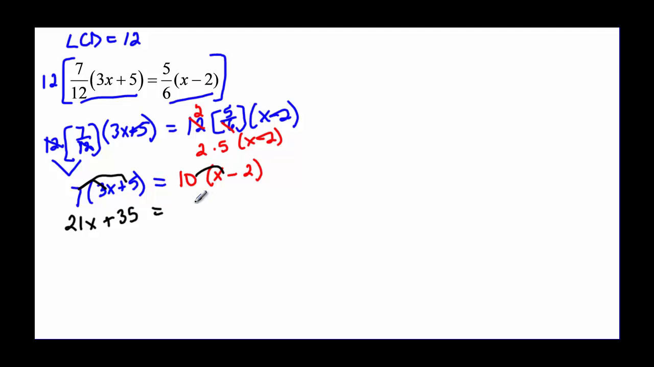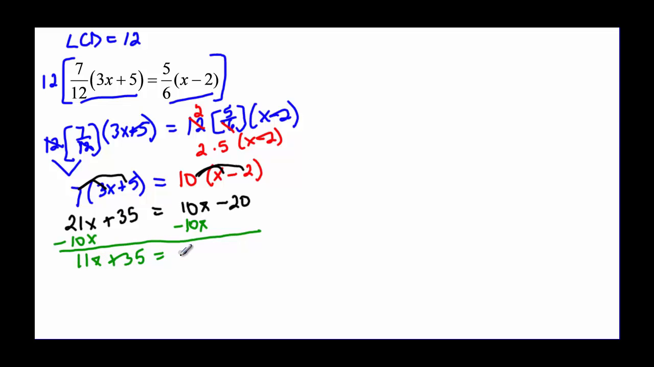And on this side, I will have 10x minus 20. And I'm going to move my x first. 21 is positive and it's larger than my 10, so I'm going to subtract 10x from both sides, so I can try to keep my x positive whenever possible. So that gives me 11x plus 35 equal to, this is 0, and then negative 20.